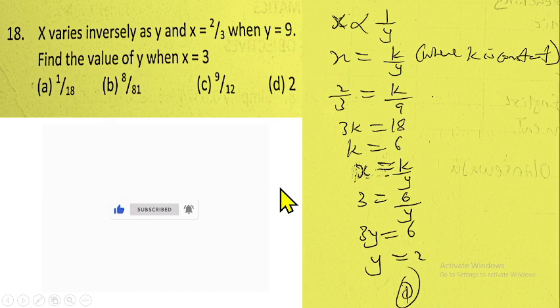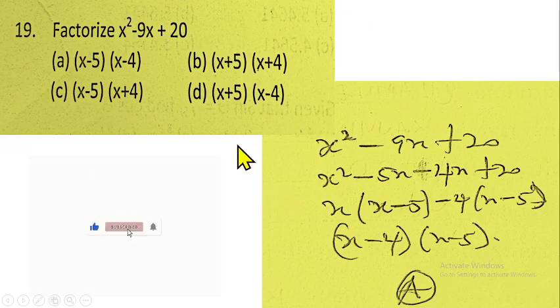Then question number 19 is what we're about to solve next, and this is on quadratic expression. We have to factorize this quadratic expression. And how do we do that? It's quite simple as well. The coefficient of x squared here will multiply this constant. The coefficient of x squared here is 1. It will multiply this constant, which is 20. So 1 times 20 will give us 20.